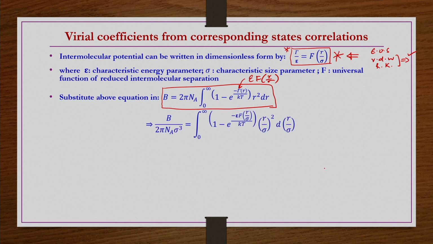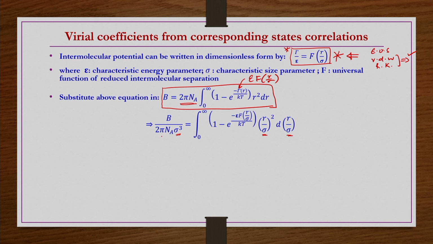So, when you substitute, wherever r is there on the right-hand side, we divide by sigma, so that we have r by sigma whole square and d(r by sigma). The left-hand side also we have to divide by sigma cube so that it is consistent, and 2 pi N A we take to the left-hand side. So, B by 2 pi N A sigma cube equals integral 0 to infinity of 1 minus exponential of minus epsilon f of r by sigma divided by kT, times r by sigma whole square d(r by sigma). This is what we get.